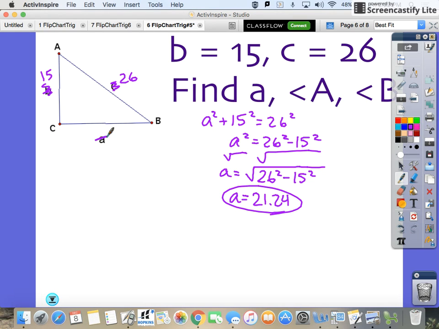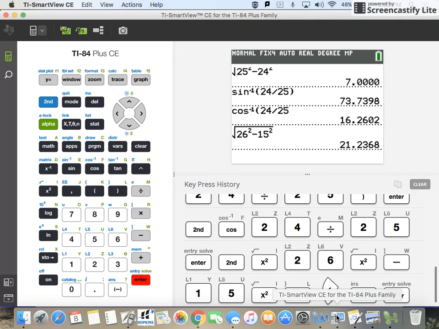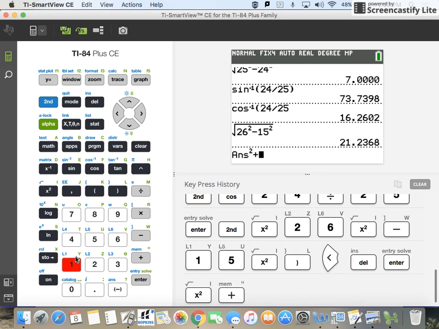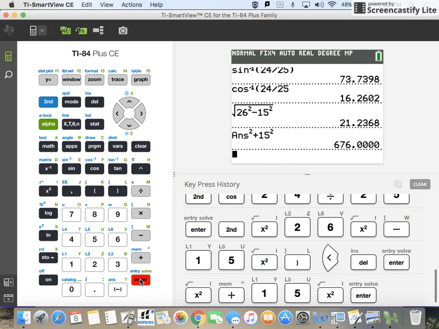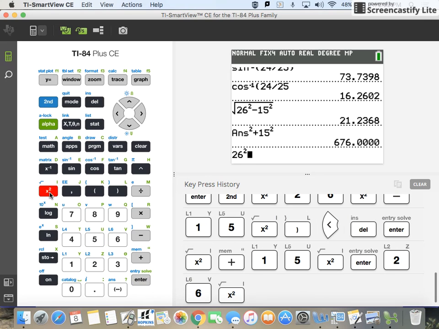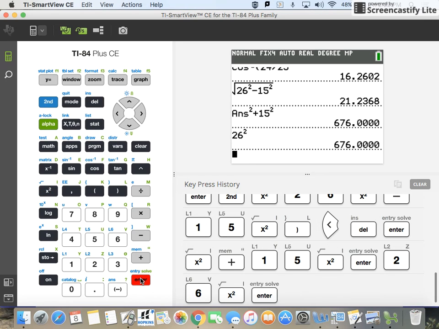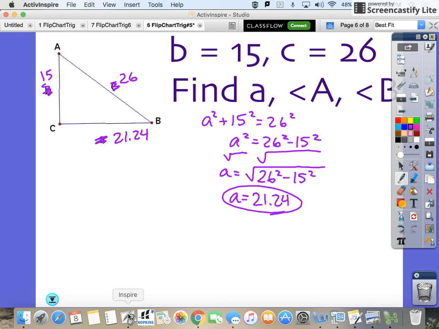Okay, so our missing side is 21.24. If you're not sure, which, that seems gross to me, normally we have nice numbers, I'm just going to put it back in, see if we can square that. So let's take that number squared plus 15 squared equals 676. 26 squared is 676. Okay, we're right. It's just a gross number. We just have a gross side.